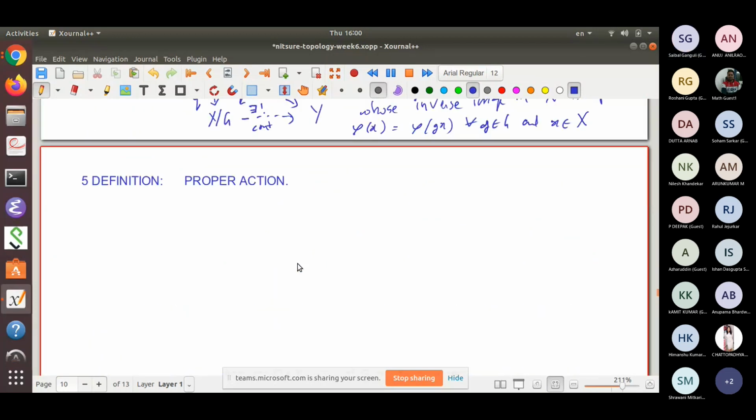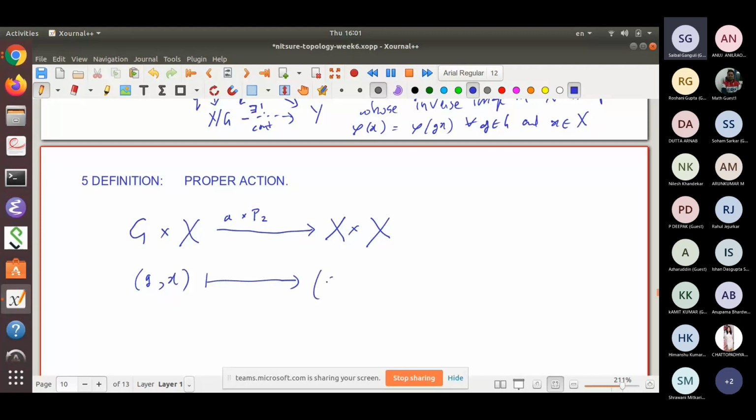Now we come to a very important definition called proper action. So now I'll define a map which at first sight will look strange to you. I go from G cross X to X cross X, and the map is action cross the second projection. So it takes g comma x and sends it to, first, the result of the action, which is gx, and next, the result of the second projection, which is x. So it sends g comma x to gx comma x.